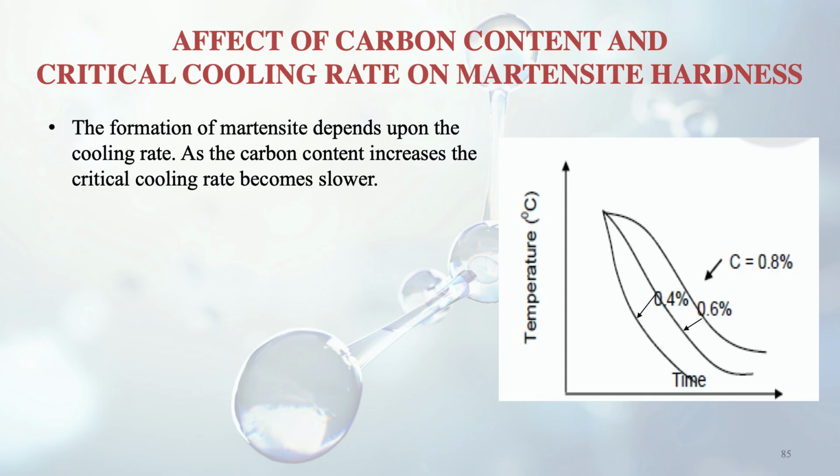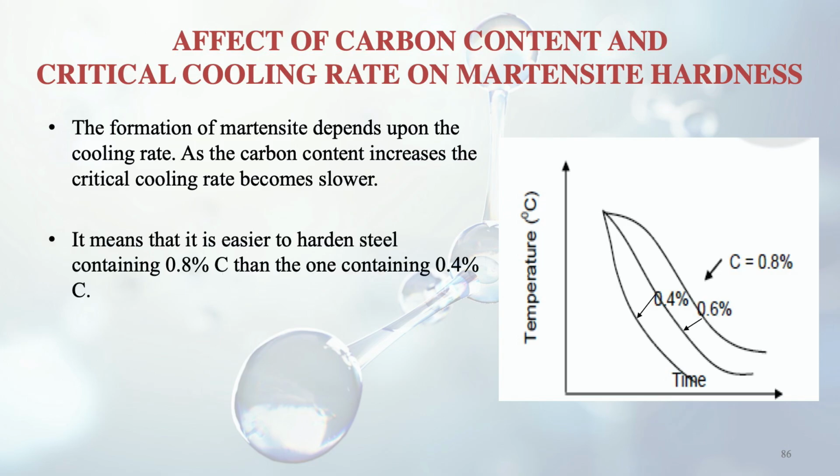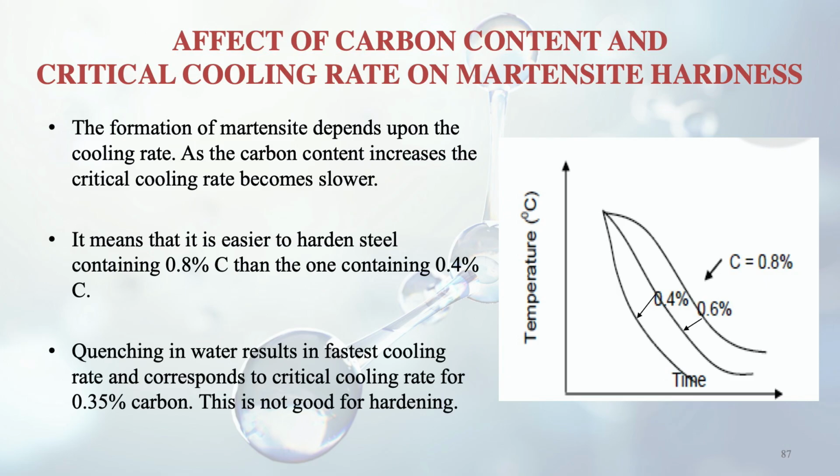So the formation of martensite depends upon the cooling rate. As the carbon content increases, the critical cooling rate becomes slower. It means that it is easier to harden a steel containing 0.8% carbon than the one containing 0.4% carbon. Quenching in water results in fastest cooling rate and corresponds to critical cooling rate for 0.35% carbon, but this is not good for hardening because the carbon content is lesser here. Like in the figure also you can see how with larger carbon content the hardness can be increased in an easier manner, meaning the steel with higher carbon content is easier to harden.